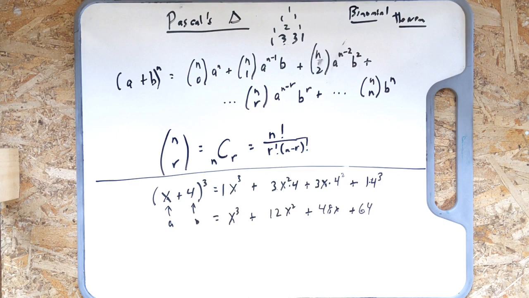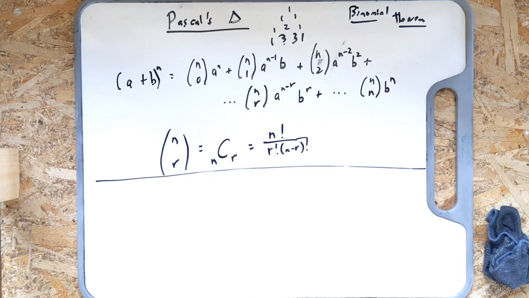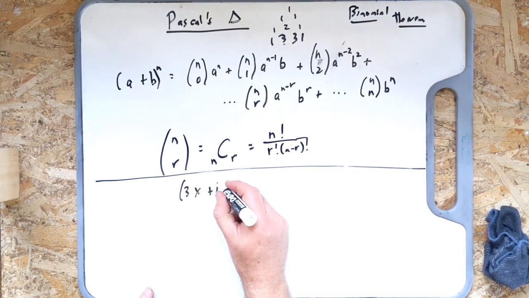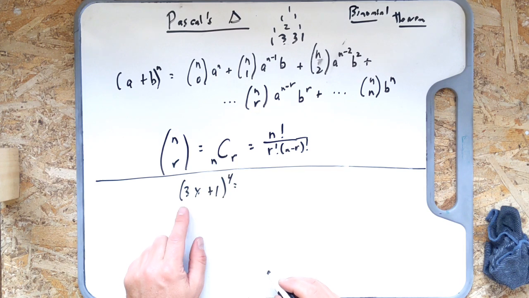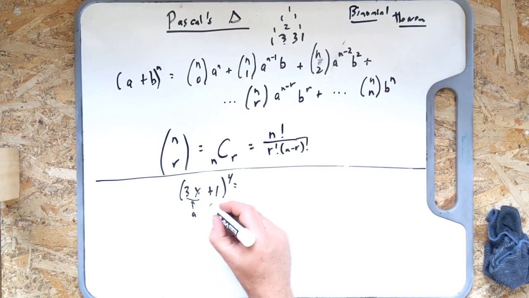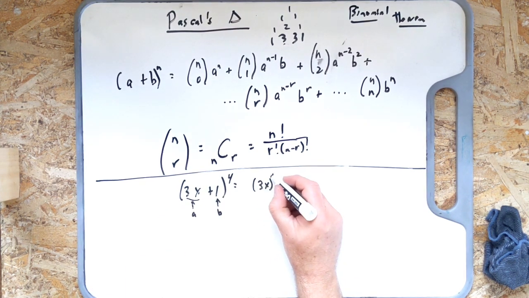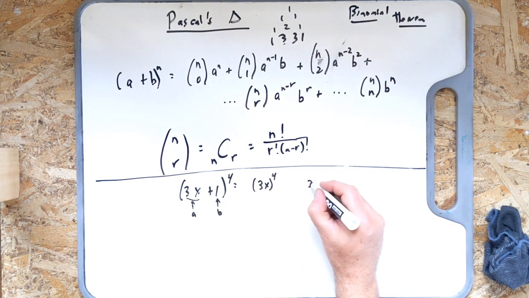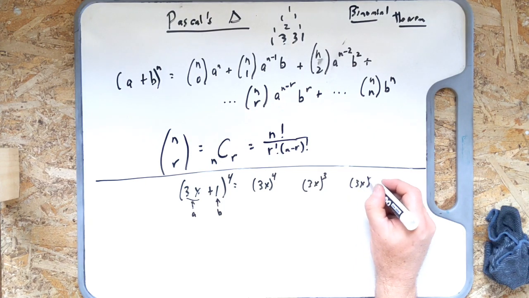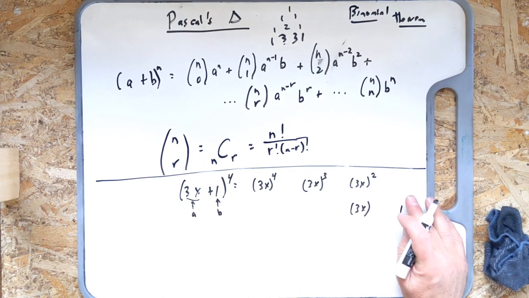Okay, I'm going to do another one. Let's try 3x plus 1 to the 4th. Okay, so let me do the variable part first. 3x is a, 1 is b. So the first term is going to be 3x to the 4th. And the 3x has to all go to the 4th, including the 3 to the 4th. The next term will be 3x cubed, 3x squared, 3x, and then 3x to the 0, or 1.